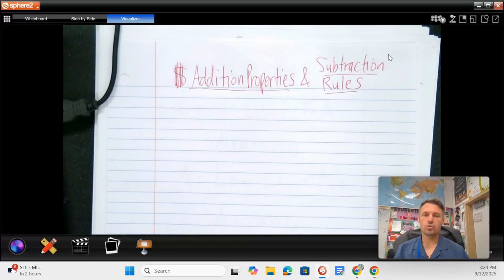Okay, so there's three addition properties that we're going to go over today. And first of all, what is a property? A property is a rule or law in mathematics that the numbers always follow. So, what are these three addition properties?